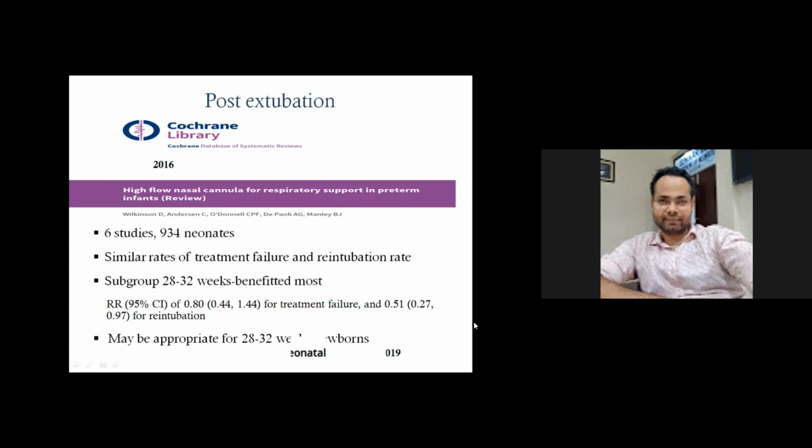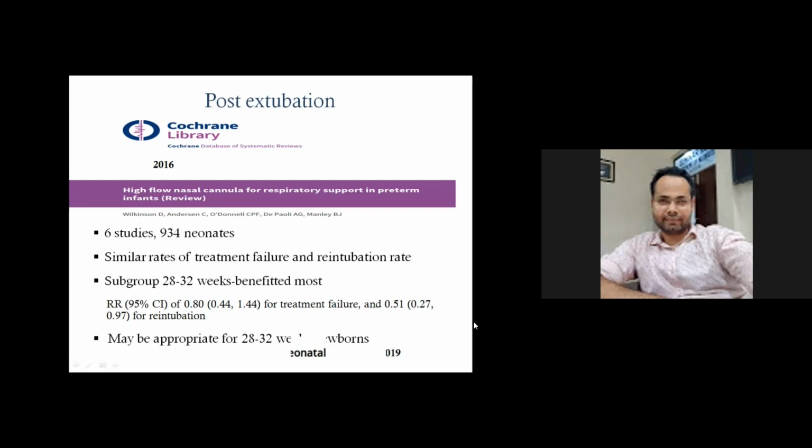So, evidence about post-extubation. This was a Cochrane review in 2016, high flow nasal cannula for respiratory support in preterm infants. There were a total of 6 studies involving 934 infants. They found similar rates of treatment failure and reintubation. The subgroup analysis showed that the 28 to 30 weeks babies benefited more, with a relative risk of 0.8 for treatment failure and 0.51 for reintubation.